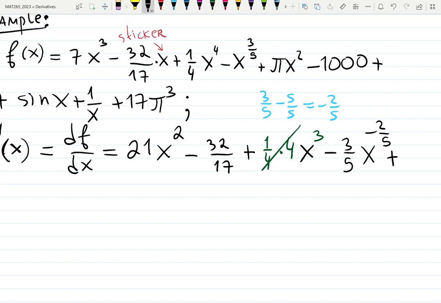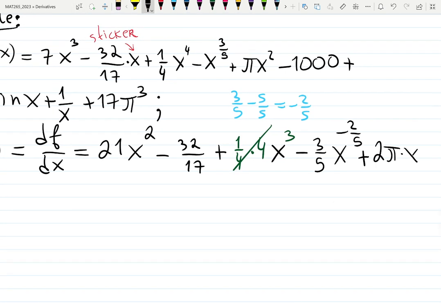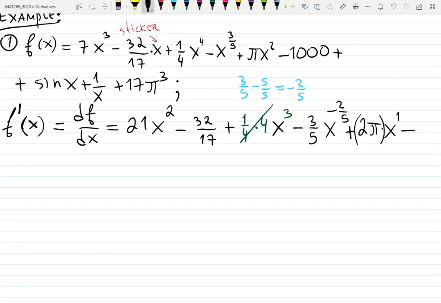Okay, people at the very end, in the middle, pi x squared gives you pi x squared. So pi survives because of the sticker. What happens to x squared? 2x, exactly. 2 pi times x. Does anyone have questions on this? So 2 goes down, multiplied by pi, that's 2 pi, x to the 1. Everyone can yell this at the same time. Derivative of negative 1,000? Nothing. Zero. Mathematically, it's zero.